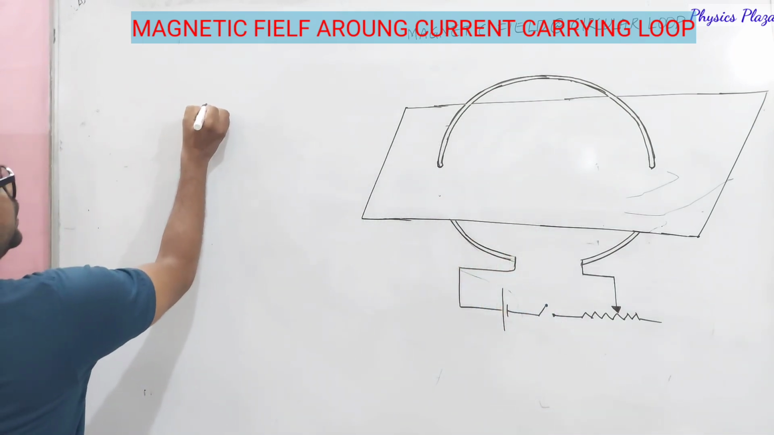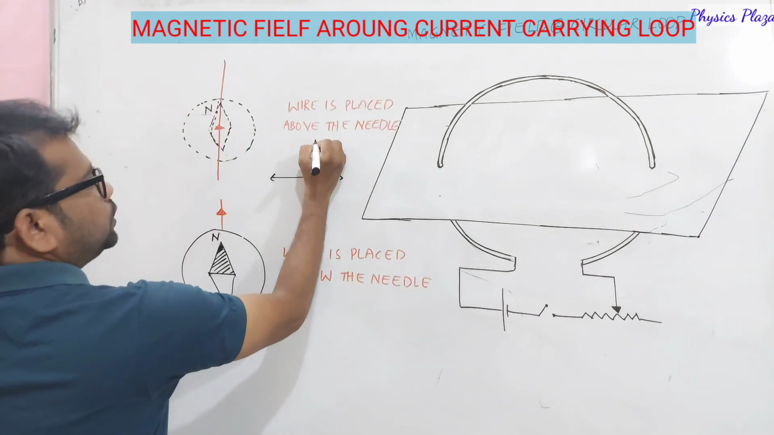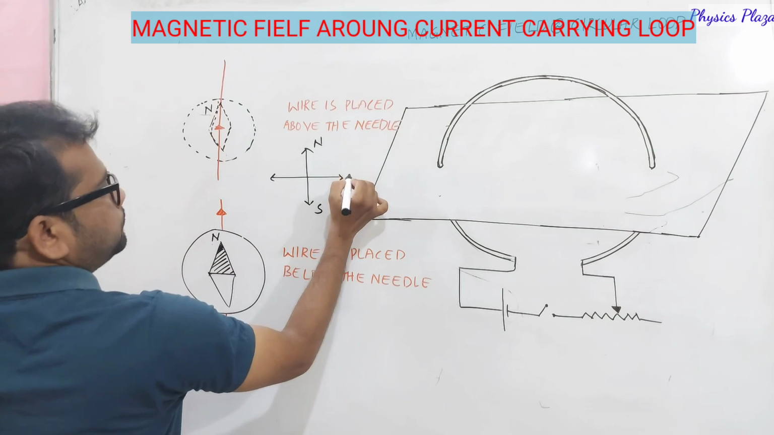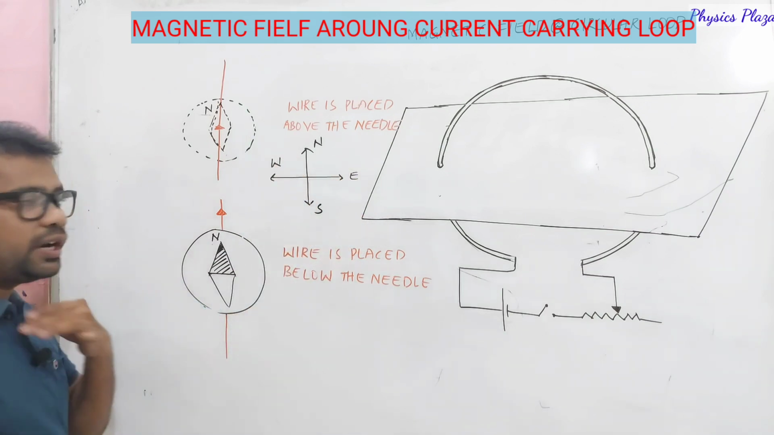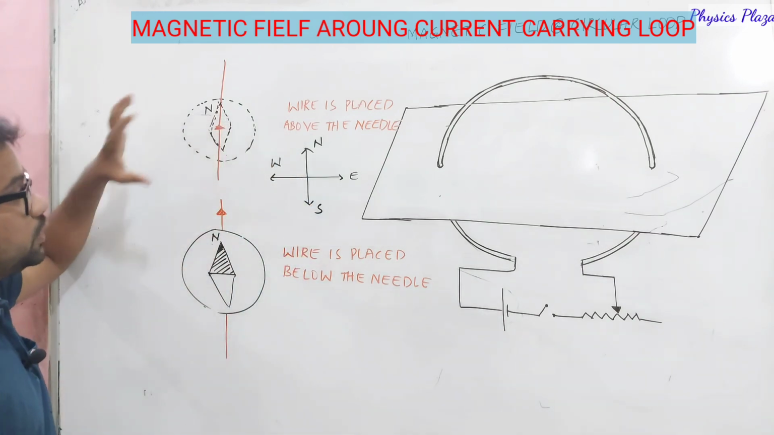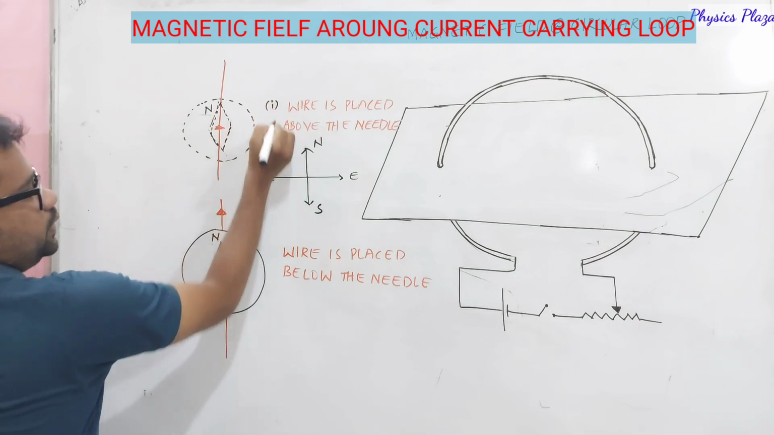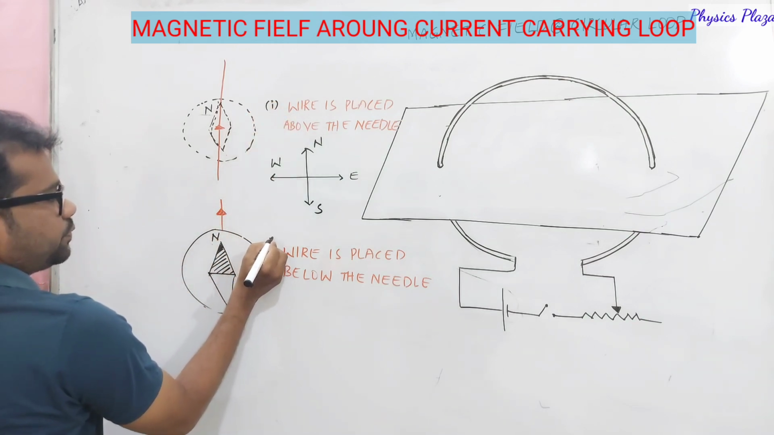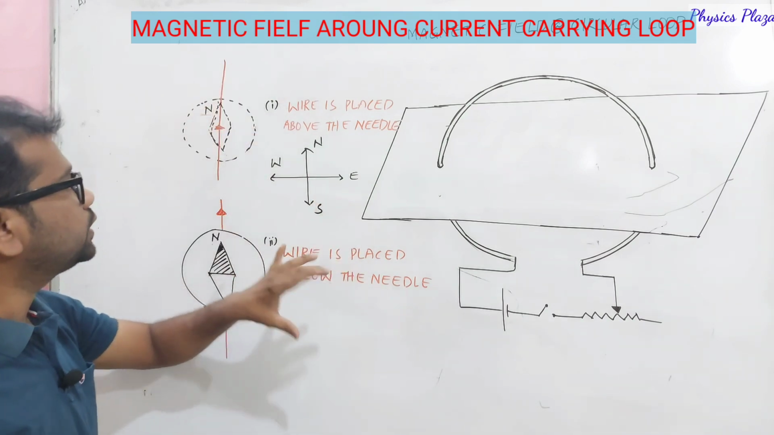Children, once again let us see here. In the first case, here is north, east, and here is the west. So children, according to Oersted's experiment, what happens here? See, children, it's very important. Here the first case is one case, and then the second case. So in the first case, what are we doing here?